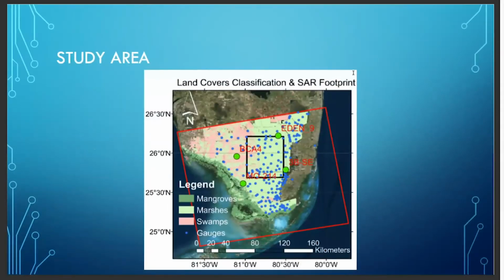Okay, so this is my study area. It's the handle of the pen. It's the southmost part of Florida. This is what we call the Everglades. It's a really huge wetland. There are different types of vegetation like wood, forest, and herbaceous.